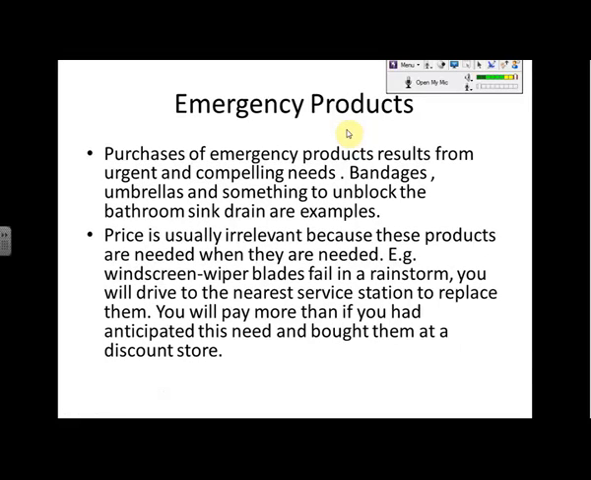These are products that we normally use. And in most cases, when you need them, you need them. You don't have to think twice. They are products that you normally don't buy when you don't need them, but you normally buy them in case of emergency.